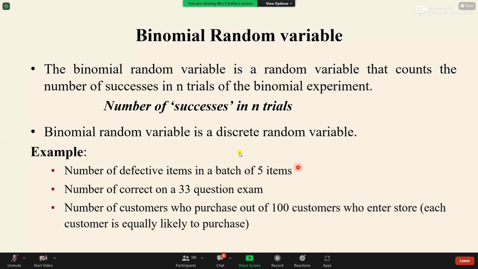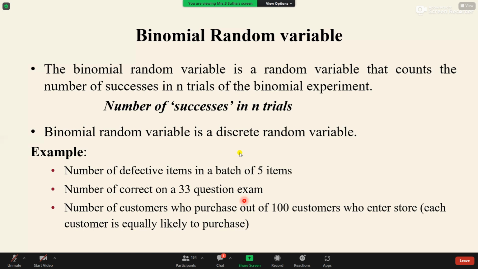So here the number of trials is n equal to 5. If X is the number of defective items in a batch of 5 items, then X may take 0, or 1, and so on, up to 5. Similarly, consider the number of correct answers on a 33-question exam. There are 33 questions in the exam.